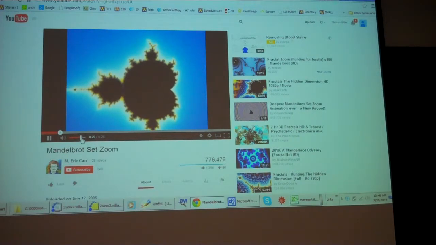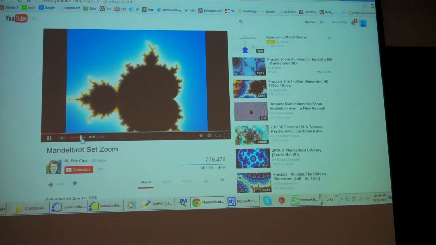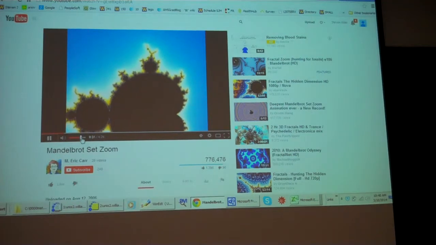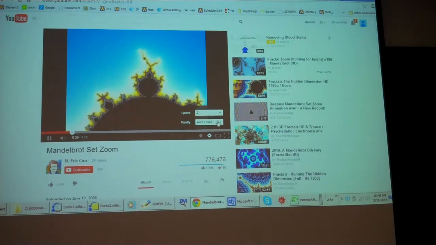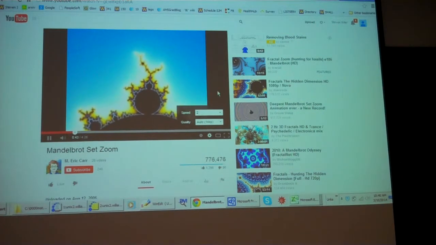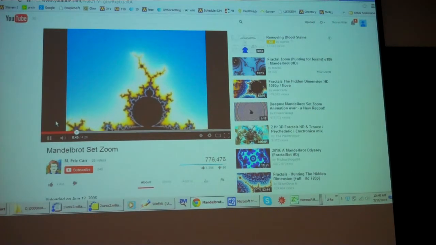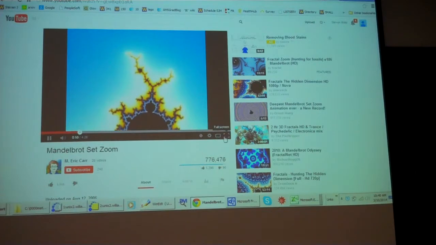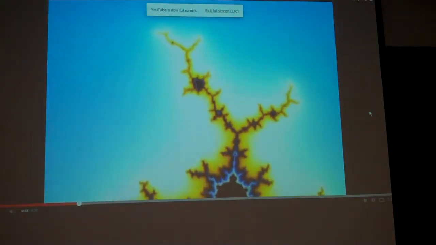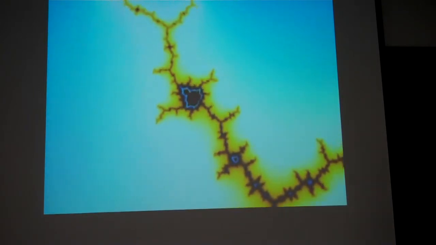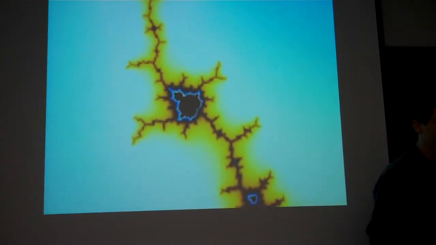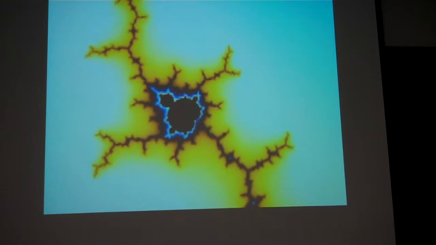I'm not quite sure why the volume is not working. Never mind. So here's zooming in on the Mandelbrot set. Interesting, speed this up too. And so, just an incredible amount of self-similarity as you're zooming in. You keep seeing the same behavior again and again and again on smaller and smaller scales. This is extreme sensitivity to initial conditions.